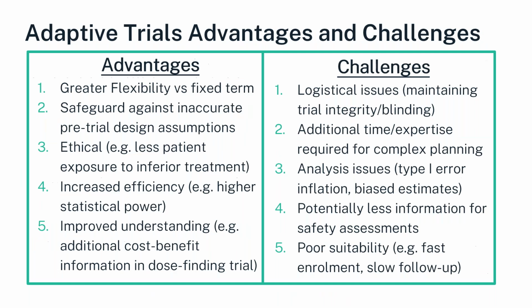In terms of the trial advantages and challenges, this is an overview of the things that are mentioned in ICH E20 in the opening parts of the guidance. I think the big advantage at a high level is the greater flexibility versus a fixed-term trial. In a fixed-term trial, you set your study inclusion and exclusion criteria, you recruit a bunch of subjects, you get your follow-up, and then you do your analysis. Nothing happens between when you start the trial and when you do your analysis. You basically just do the study and then you analyze.